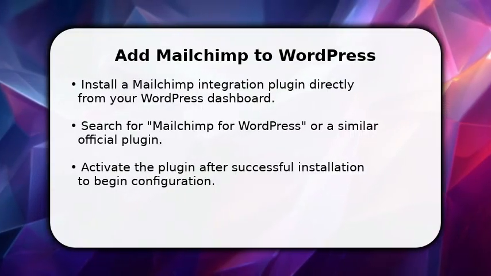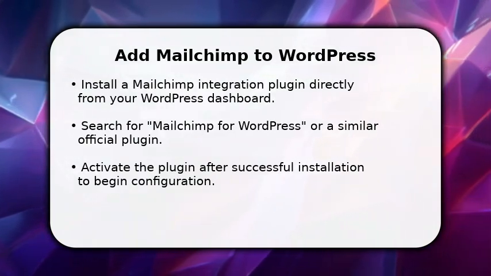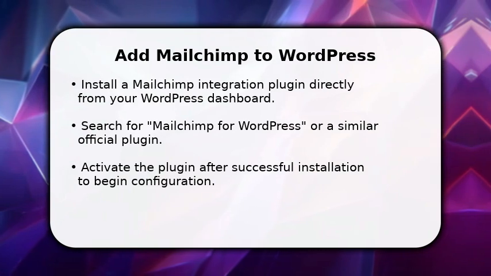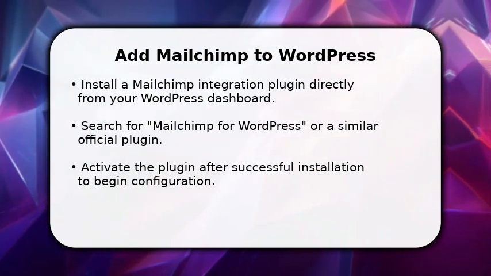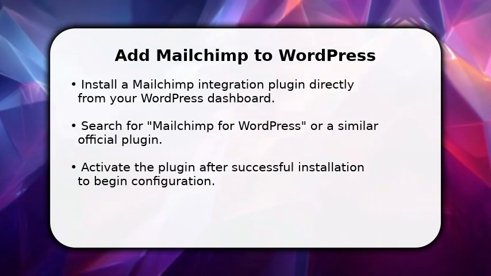In this video, I will explain how to add Mailchimp to WordPress. First, you will need to install a dedicated plugin. Navigate to your WordPress dashboard, find the Plugins section, and click Add New. Search for Mailchimp for WordPress and install it.